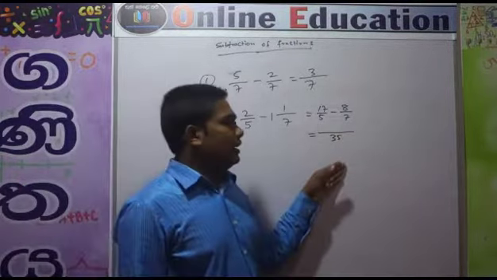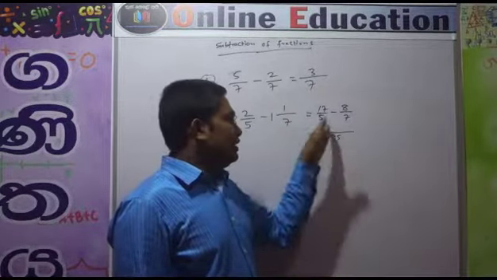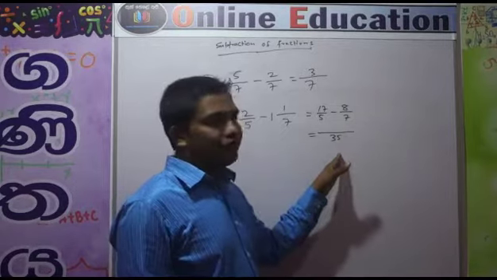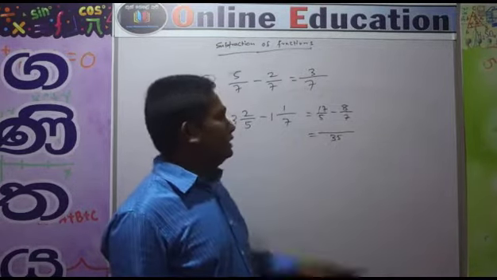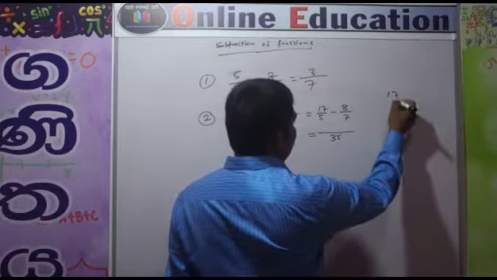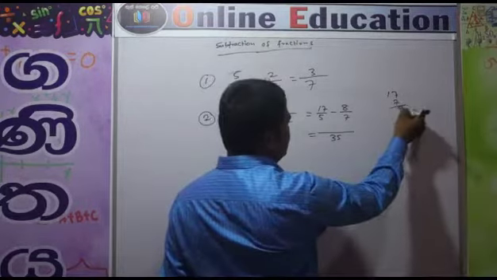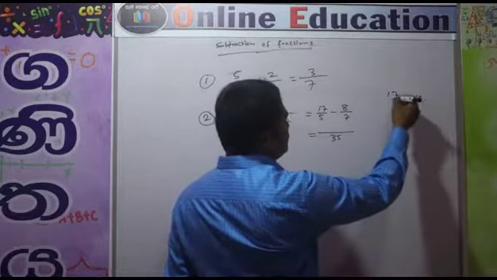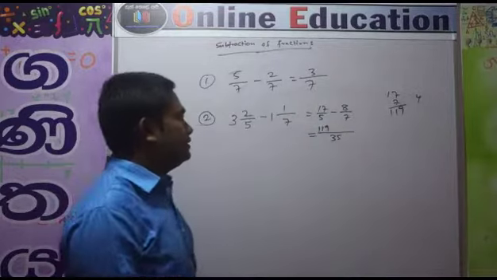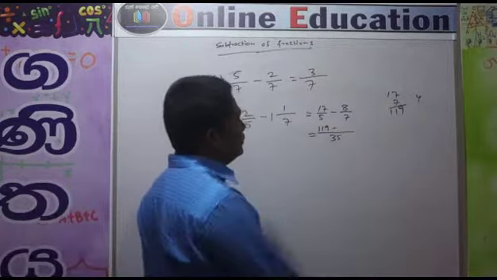After getting this common denominator, you need to check how many 5s in 35. You need to divide 35 by 5. How much? 7. When we divide 35 by 5, that is 7. 7 times 17. 7 times 7 is 49, remainder 4. 7 times 1 is 7, 11. 119. Okay. Minus.